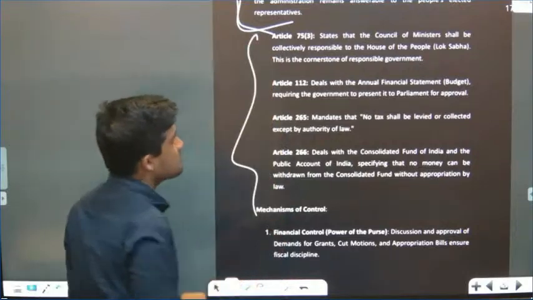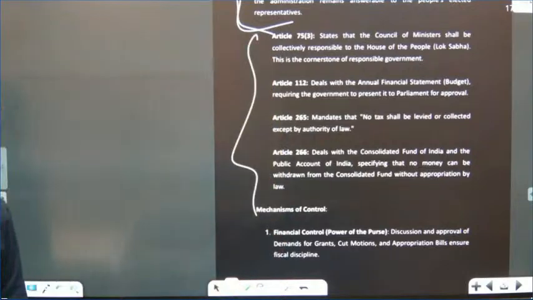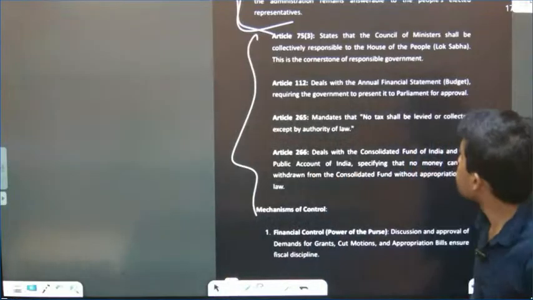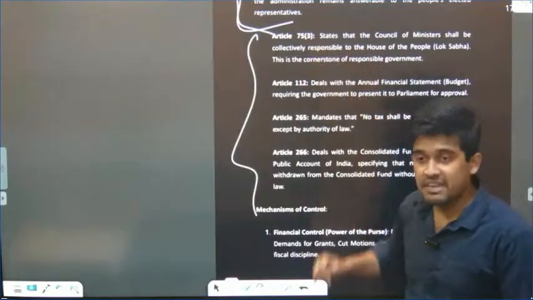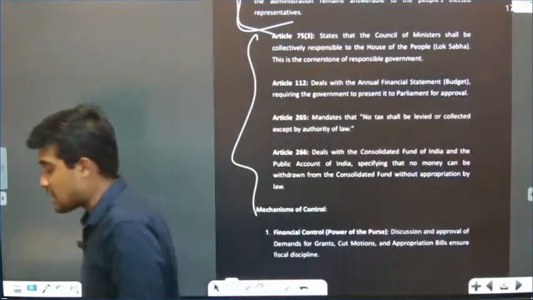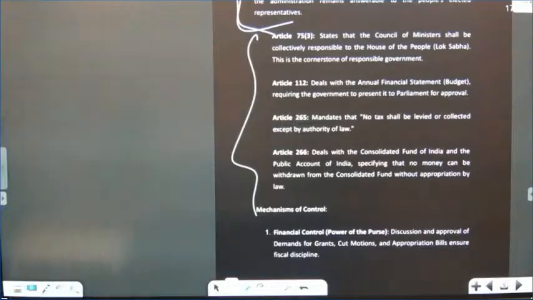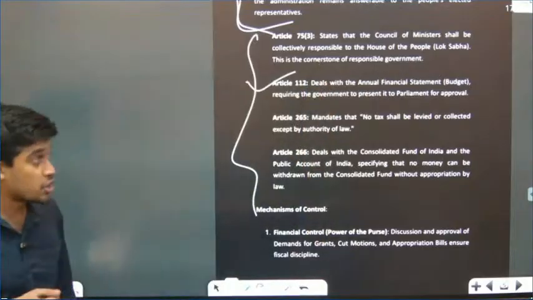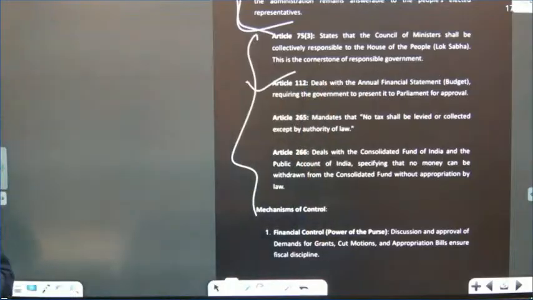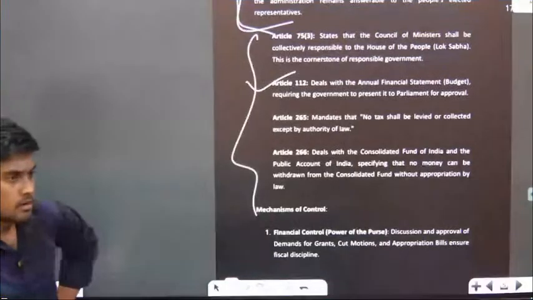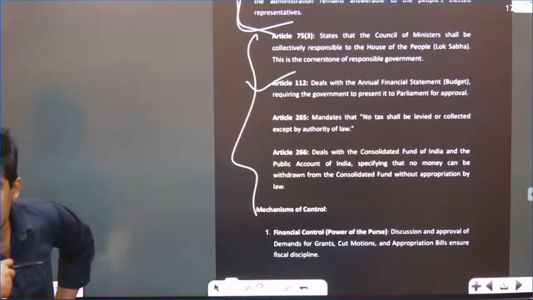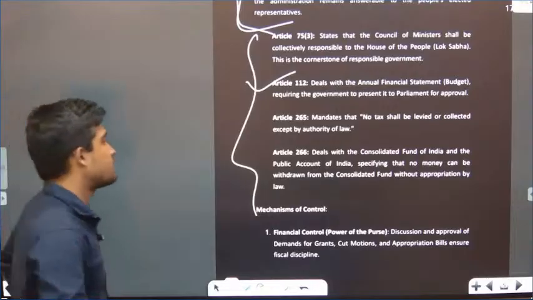Now you can add certain constitutional articles while writing answers as value addition. So legislative responsibility is seen in what form? Article 75(3) says that the Council of Ministers is collectively responsible to the Parliament. Article 112 is the budget. Parliament has the power to financially control the executive. So Parliament passes any kind of money that goes out.